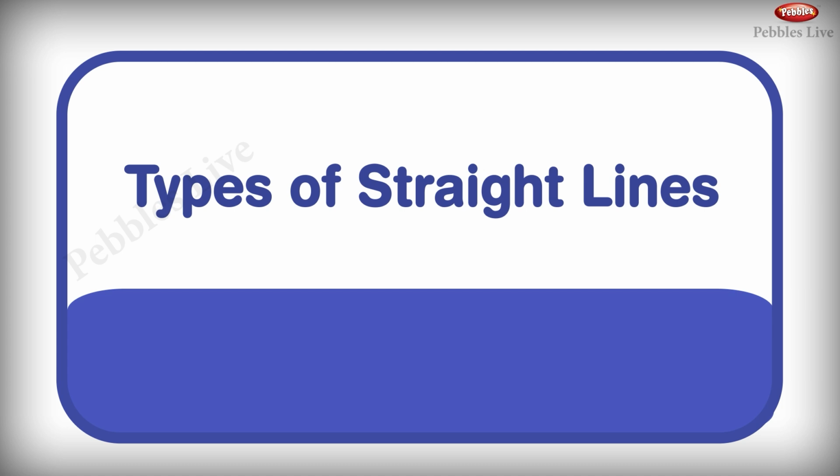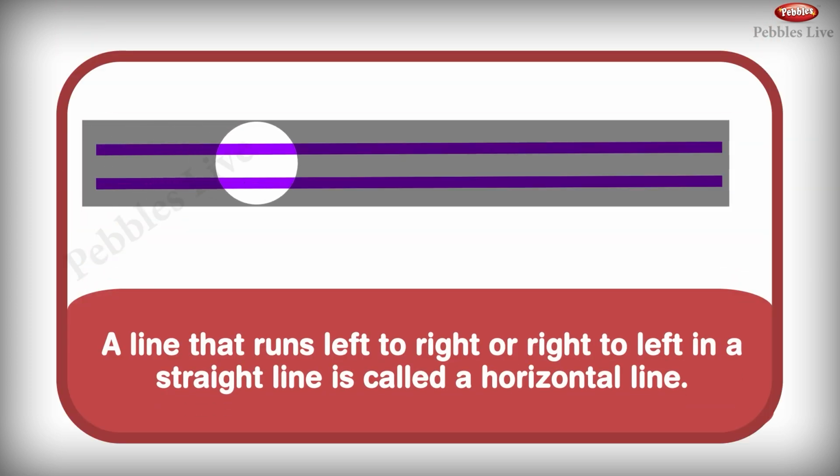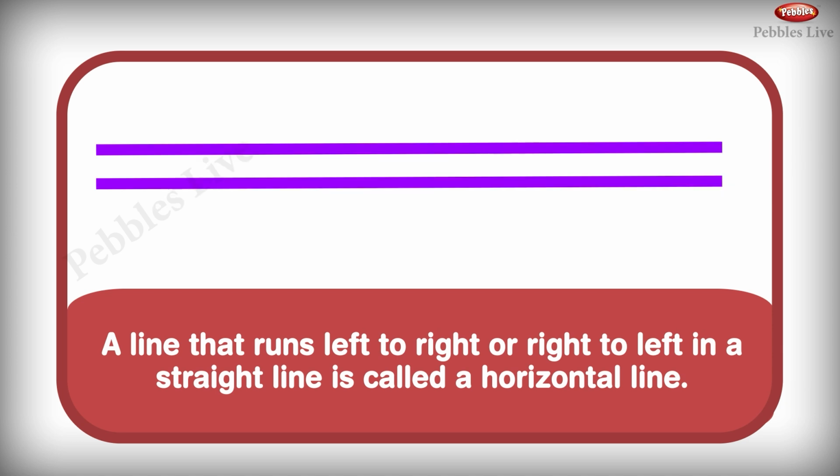Types of straight lines: 1. Horizontal line, 2. Vertical line, 3. Slanting line. Horizontal line. A line that runs left to right or right to left in a straight line is called a horizontal line.